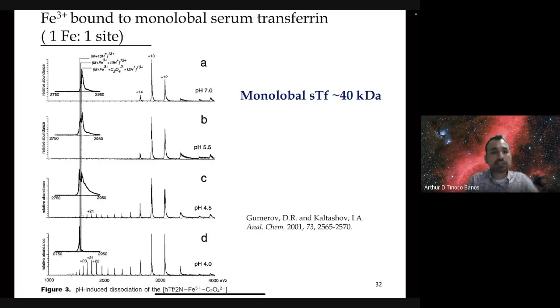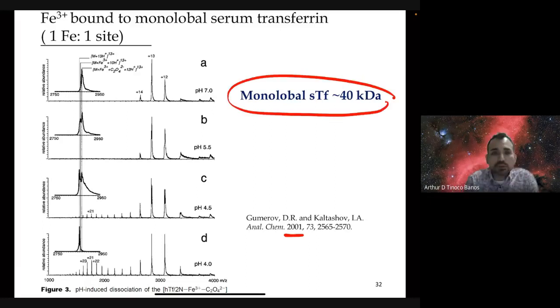All right, so let's look at an example. And here I'm showing an example of a molecule that we've talked about. So we're talking here about serum transferrin, which we know is an iron binding protein. So this was a study from 2001. So now this is old, okay? But I'm showing you because I want to show you a little bit of the evolution of this technique. So here we're looking at a molecule that was 40,000, so 40 kilodalton.